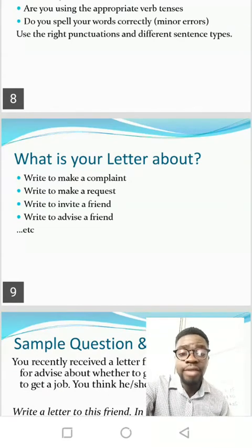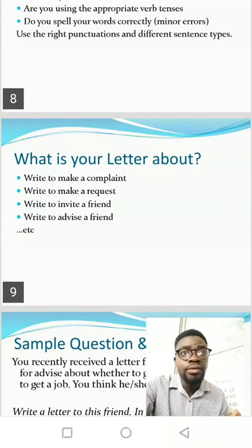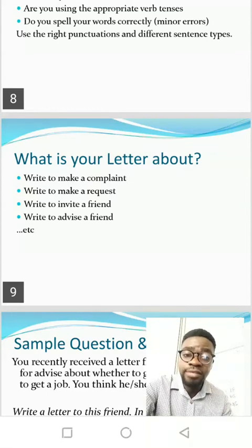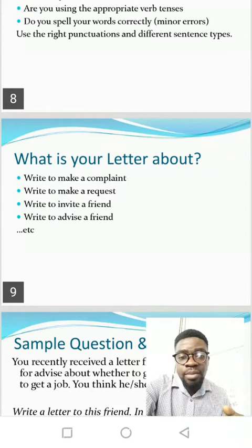Sometimes you get a question asking you to write to a friend. Maybe you're writing to advise them, or to invite them, or to inform them about something, maybe a development or a situation. Or sometimes you write to your local council authority to request something, or to lodge a complaint. So you'll be writing about all of this. Write about maybe an experience you had and you want to share with a friend. So you write to inform them.